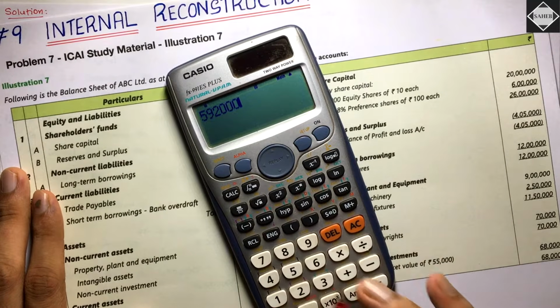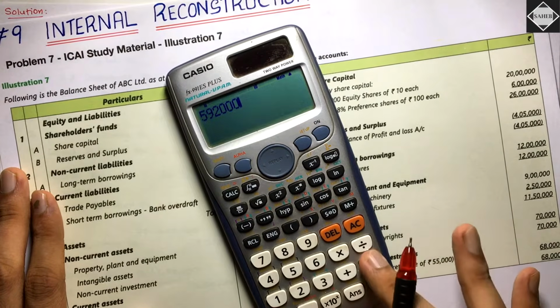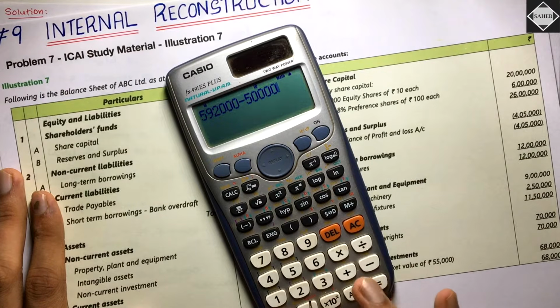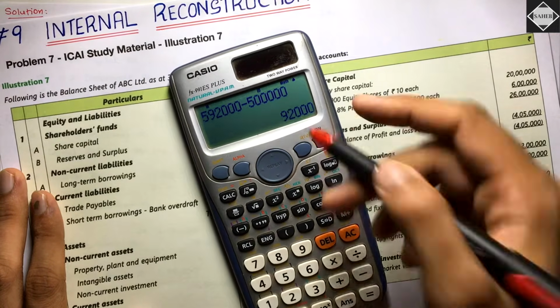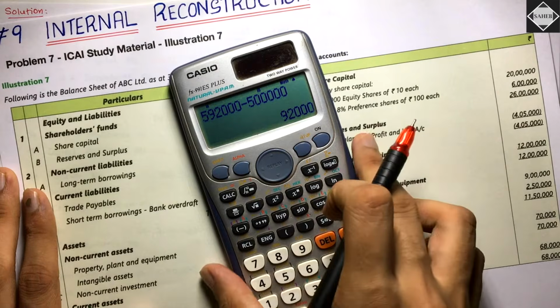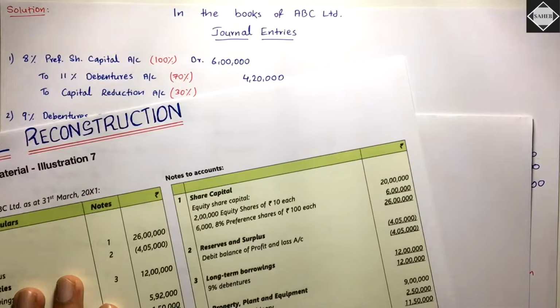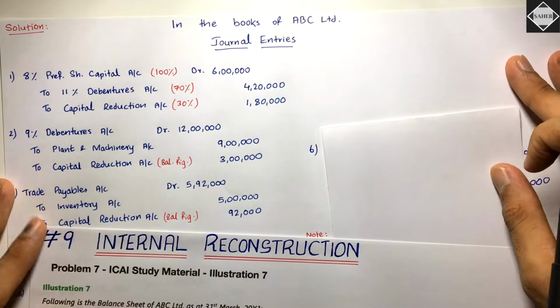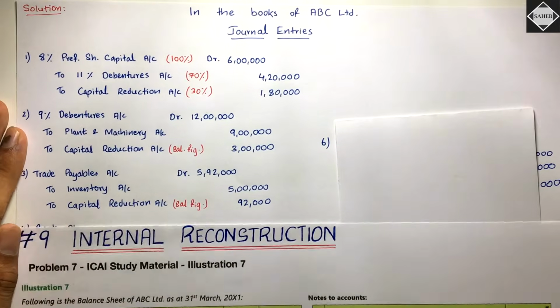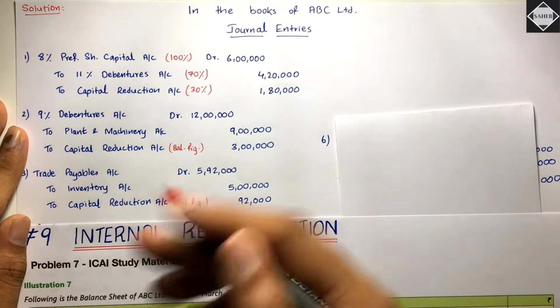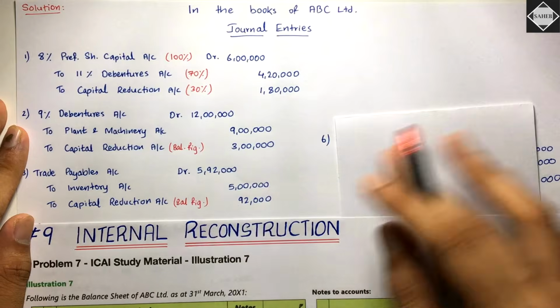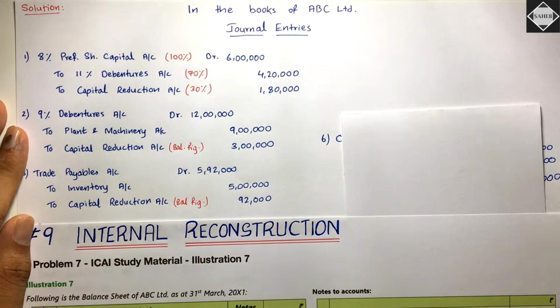5,92,000 was our liability to trade payables. They accepted 5 lakh inventory, less than our liability. So that's equal to 92,000 gain, which will go to capital reduction. Fine. So see the journal entry. Trade payables account debit, you will cancel the entire trade payables because it's full settlement, 5,92,000, and then you will credit the inventory by how much?